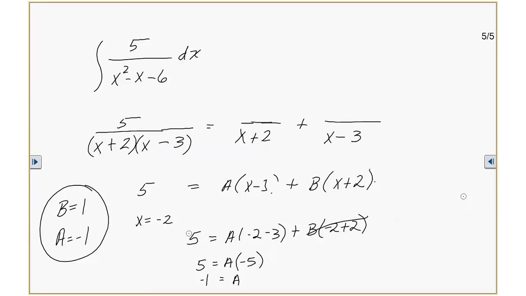A is negative 1, and B is 1, and now you bring down your integral. Well, you don't do this because this is that. So now do those. And I'll erase that.